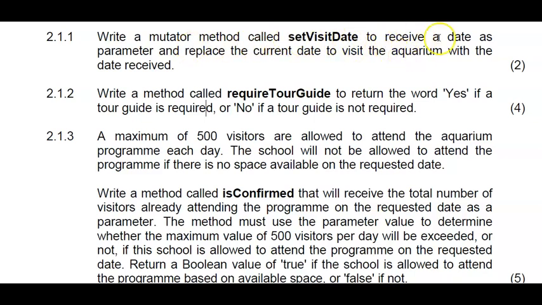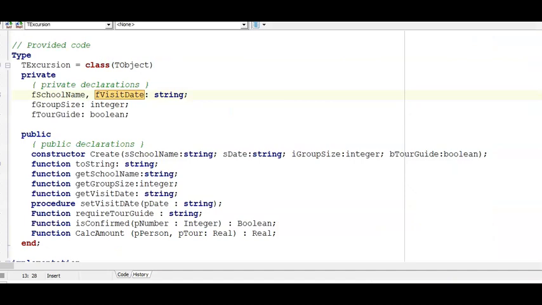And here is that very important word: receive. That means they are now going to indicate which parameters I need to create for this procedure. And it's only receiving one parameter, and that is a date, which needs to replace the current date that this group wanted to visit the aquarium. It's important to receive the parameter as the correct data type. And date could be either a string or it could be a date data type.